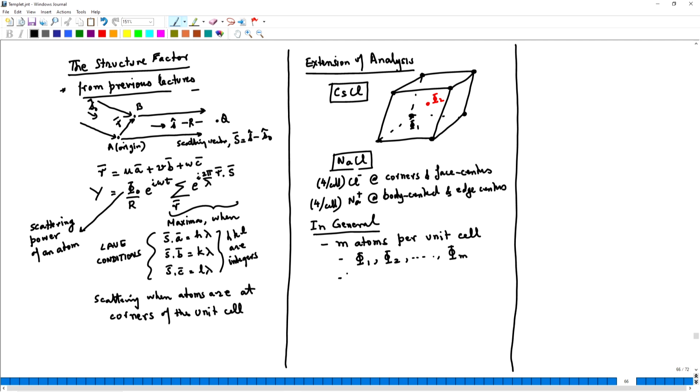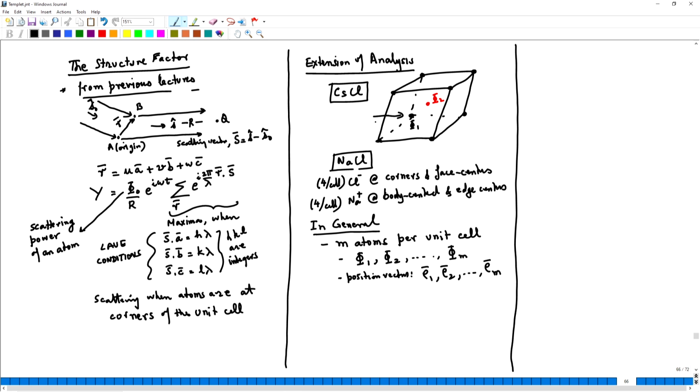Then they will have some position vectors, and let me call them vector rho 1, vector rho 2, to rho m. So, for example, if I consider cesium chloride, where I have 2 different atoms, rho 1 could be a vector at 0, 0, 0, and rho 2 could be a vector at half, half, half.